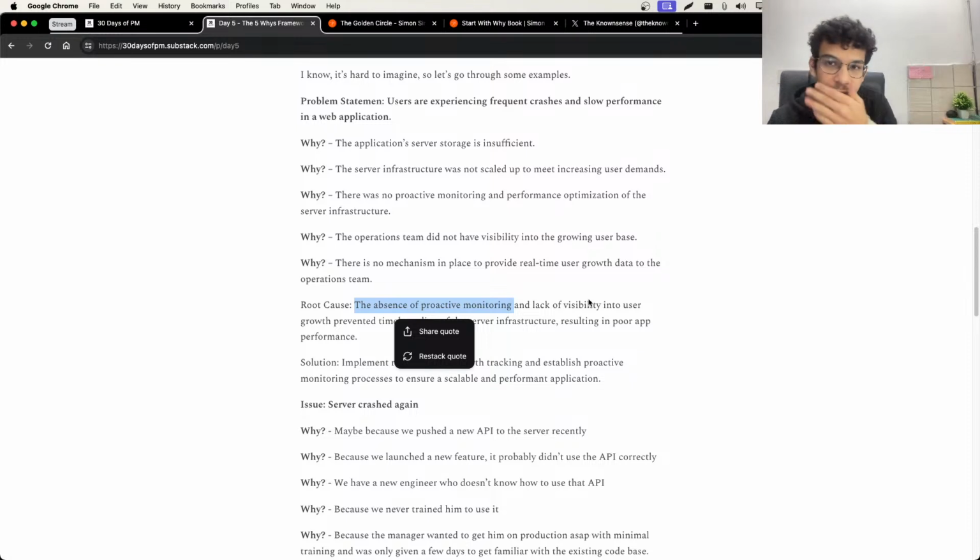In this case it was monitoring, in my case it was process reform to be done. And here the root cause is the absence of proactive monitoring and lack of visibility into user growth and infrastructure, resulting in poor app performance. Which really, in a real scenario, isn't a very nuanced root cause, right? Because how is an application being built without having any monitoring or any sort of load balancing, so to say, to meet the user demands, right?